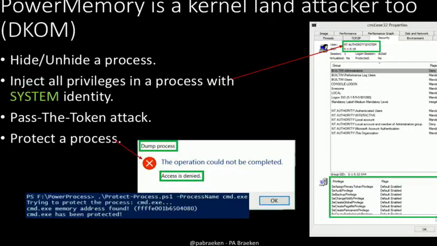PowerMemory is also a kernel land attacker. So with DKOM, direct kernel object manipulation, you can do pretty much everything you can imagine, like hide a process. I made some POC to inject all privileges in a process with SYSTEM identity, because I found, with a lot of empirical approach on many different operating systems and versions of Windows, that the SYSTEM hash is always the same, whatever the system you are on. So you can inject this identity pretty easily. You can do a pass-the-token attack, and protect a process with this concept.